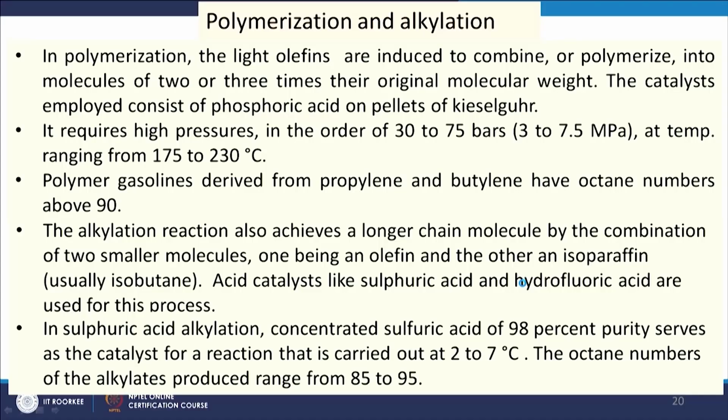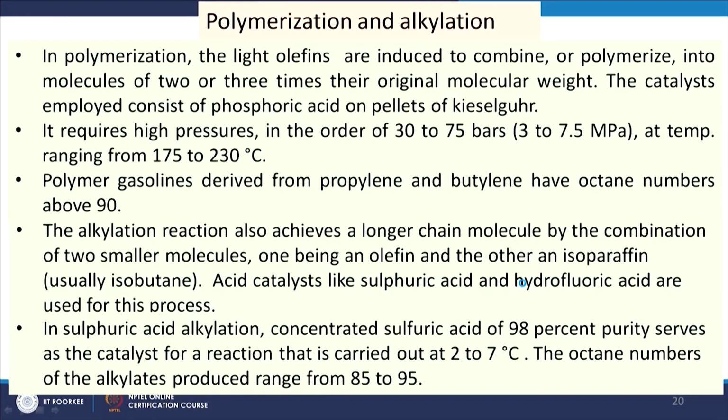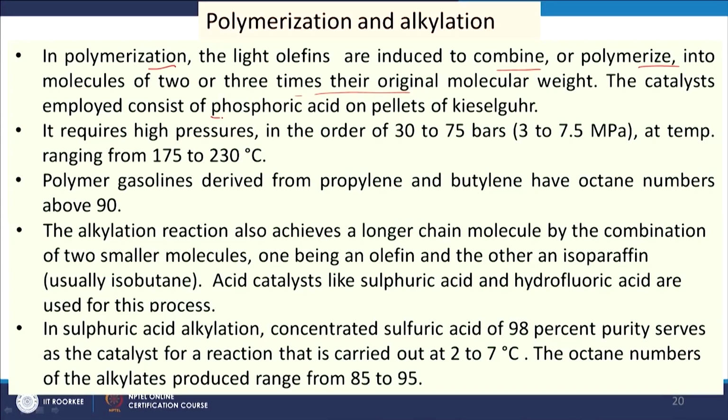Then polymerization and alkylation are other types of reactions which are also used for the conversion of one intermediate product to another form. In polymerization, the light olefins are combined or polymerized into molecules of 2 to 3 times their original molecular weight. So, smaller molecules are converted to higher ones. The catalyst employed is acidic, that is phosphoric acid on pellets of Kieselguhr. It requires high pressure in the order of 30 to 75 bars, and temperature is 175 to 230 degree centigrade.